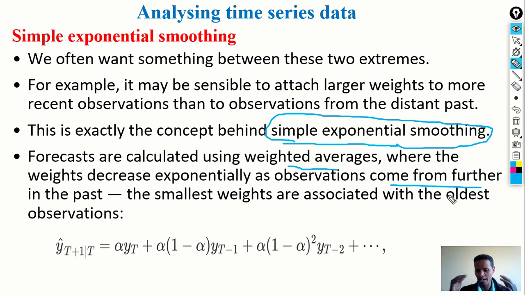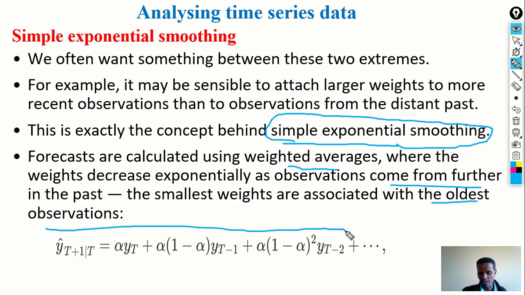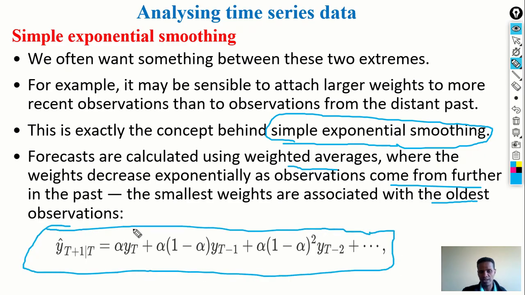So that is the idea or the consideration of this exponential smoothing method. The smallest weights are associated with the oldest observations, and the highest weights will be given to the recent observations. To take this idea into consideration, here is a statistical formula to calculate simple exponential smoothing by giving larger weights to the recent observations and less weight to the oldest observations.